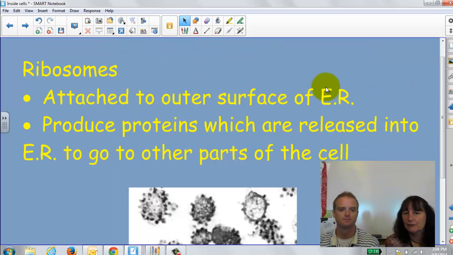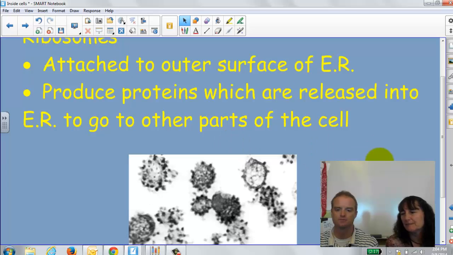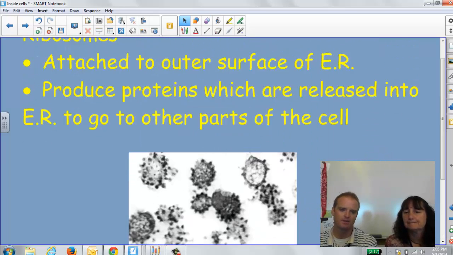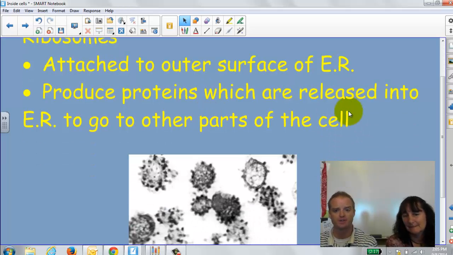Then we have the little ribosomes, and these are attached to the outer surface of the ER. Their job is to produce proteins, which are then released into the ER to be sent to other places in the cell. So they just have one job. All they do is make proteins, but a lot of different proteins that the cell needs. I think of it as like a protein factory. It just keeps hammering out proteins. That's the manufacturing plant right there.